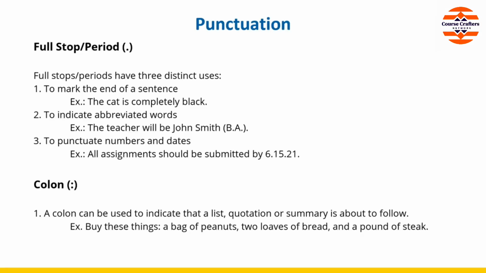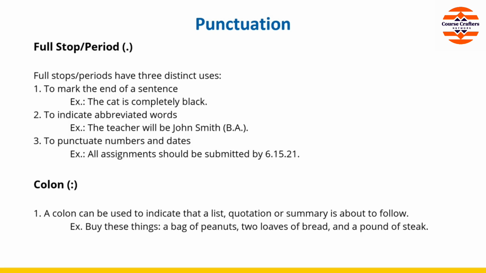Now we are going to talk about punctuation, and the first one is the most common one. It's a full stop, or we call it a period in America. You can see the sign and how it looks. Full stops or periods have three distinct uses, so we're going to discuss that. The first one: we use a period to mark the end of a sentence. When you finish your idea, you need to put a period. For example: the cat is completely black. I'm a teacher, period at the end, right?